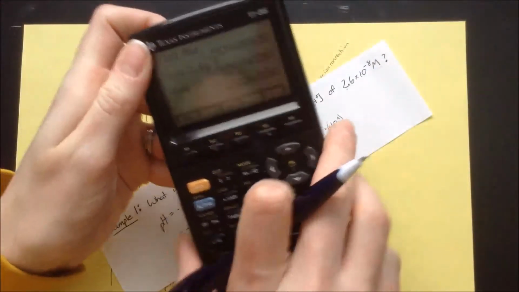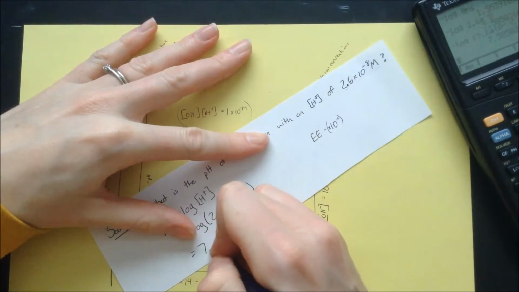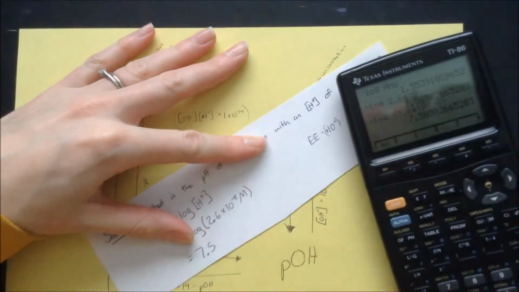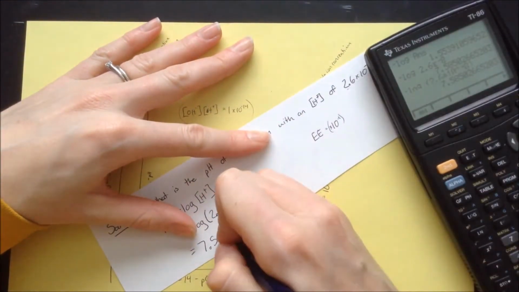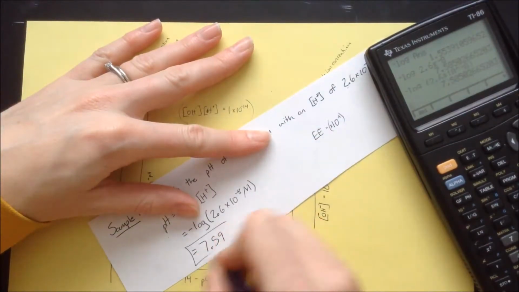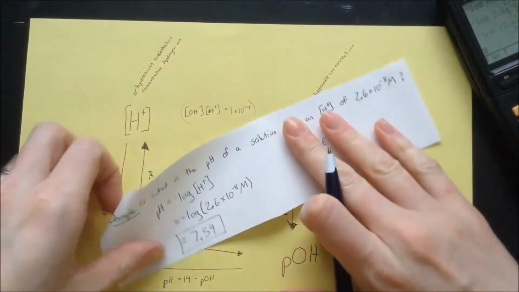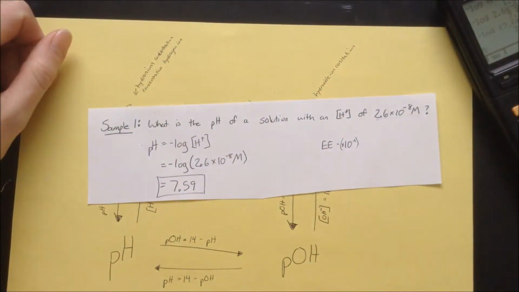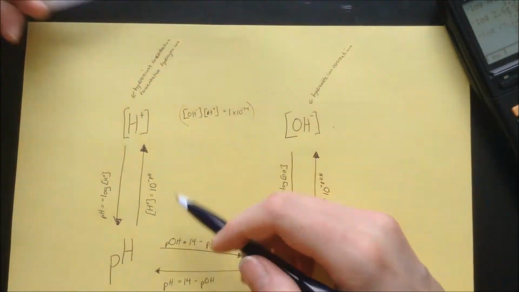So 7.58 is my answer. Do I need to round? 8.5? Yeah, I do. 7.59. That is my pH. Now pH doesn't have a unit, so I just leave it as 7.59. Okay, so that's your first example.